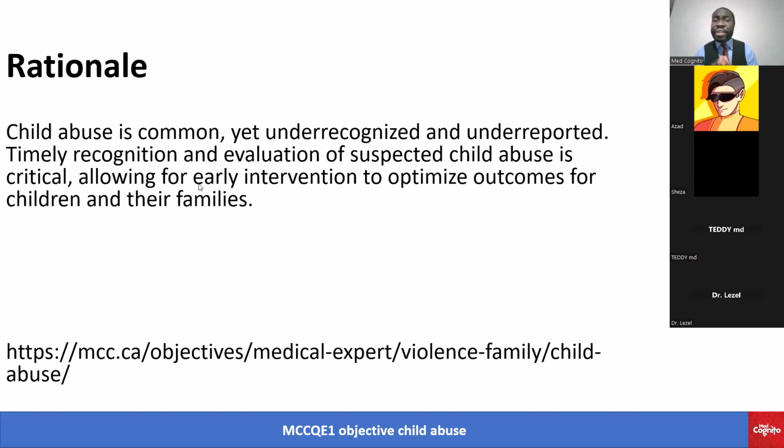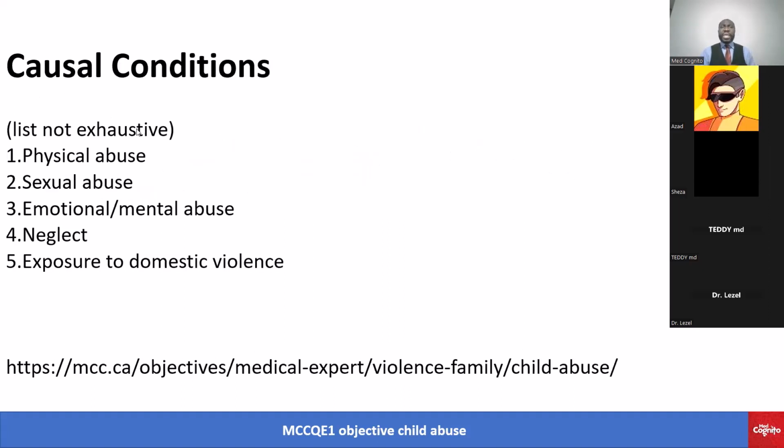Timely recognition and evaluation of suspected child abuse is critical, allowing for early intervention to optimize outcomes for children and their families. All right. So the causal conditions. When you're reading the objectives, you realize that every objective will have causal conditions, and they'll write that the list is not exhaustive. So: physical abuse, sexual abuse, emotional and mental abuse, neglect, and exposure to domestic violence.